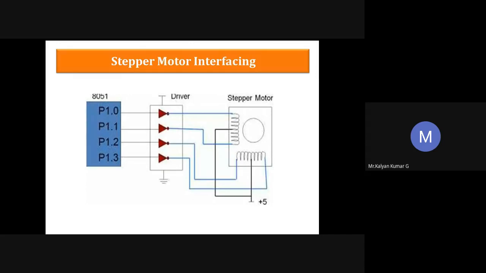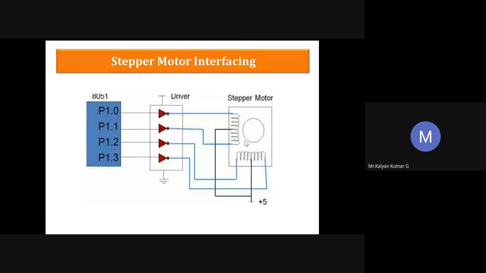Suppose pins 0 and 1 are high. Obviously the corresponding coils will be energized, and the motor will rotate by one step clockwise. So depending upon the coils which you want to energize. Suppose I want to energize coil A1 and B2, then PA3 should be level 1 and PA0 should be kept level 1. Again, the motor will rotate by one step.